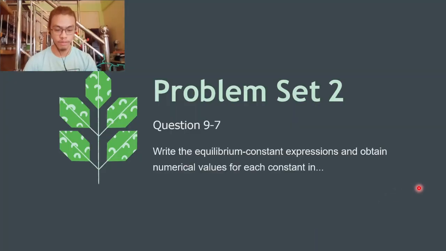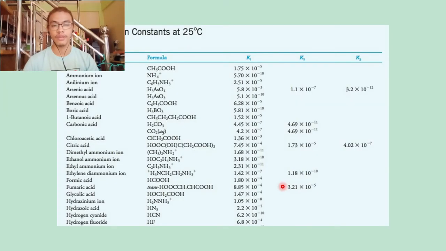So now for problem set number 2, question 9-7, we are tasked to write the equilibrium constant expressions and obtain numerical values for each constant. So before I get into that, here is the table that I will be using as a reference for the Ka values for the acid dissociation constants.